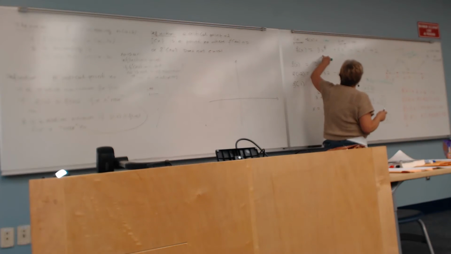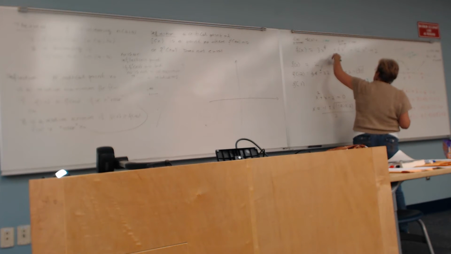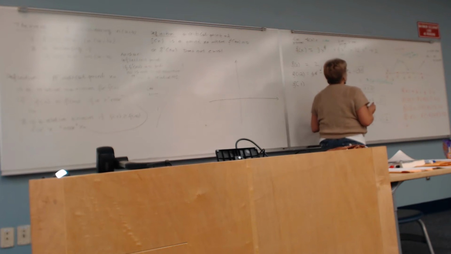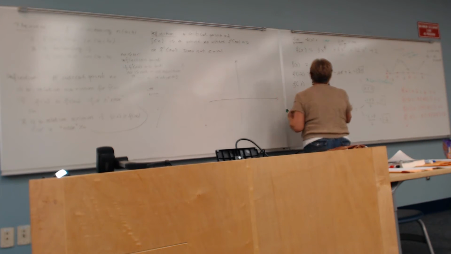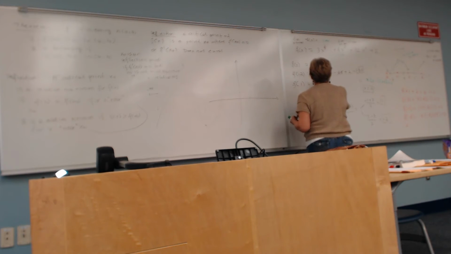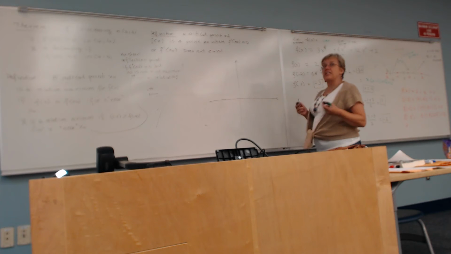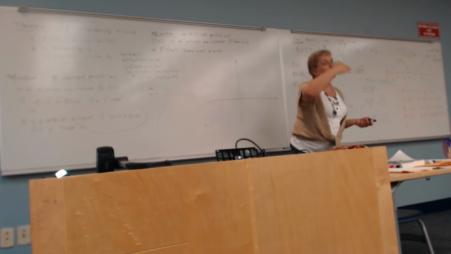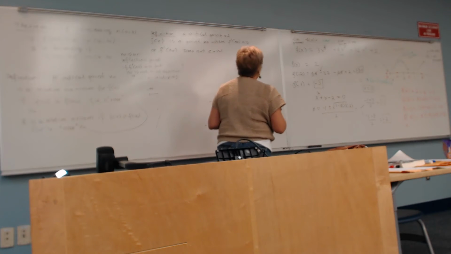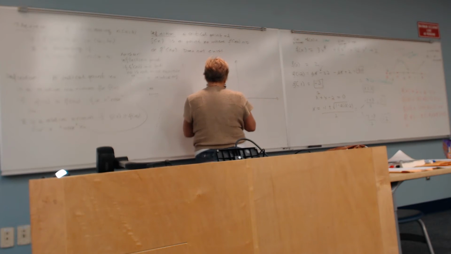f of 1 is 3 plus 4 is 7, minus 12 plus 2, 7 and 9 is minus 3. So minus 30 is the absolute minimum, the lowest point of the function. Yes, that's correct. So how do we sketch the graph of the function?